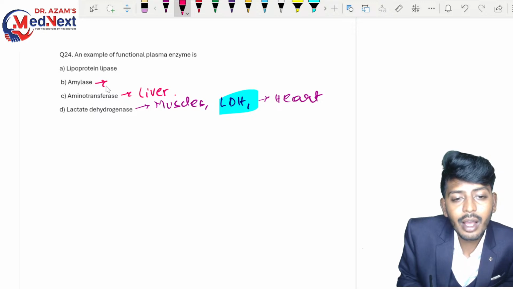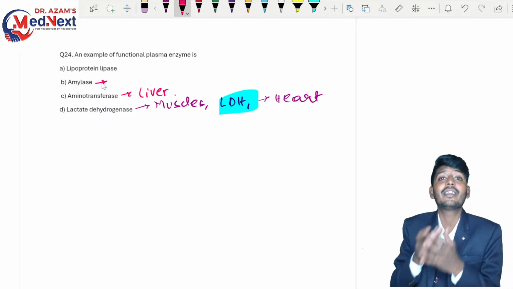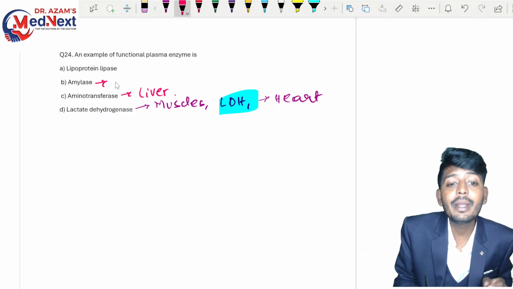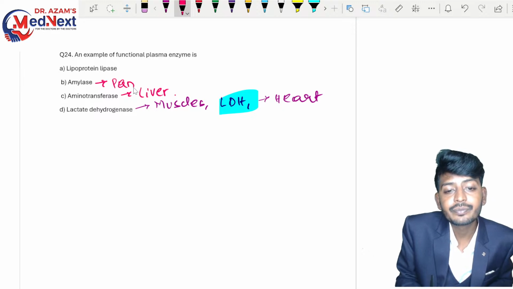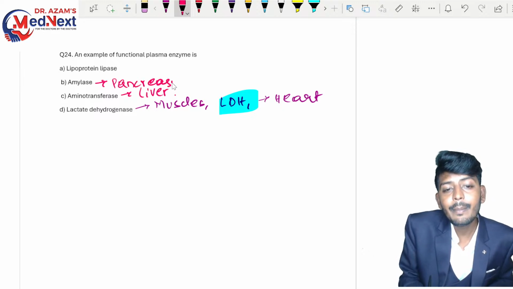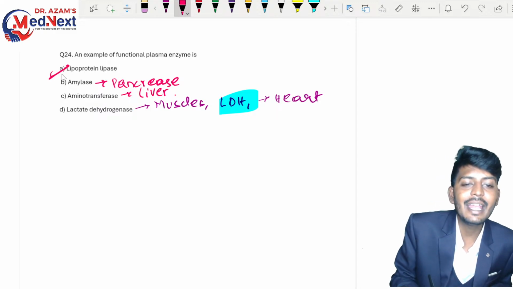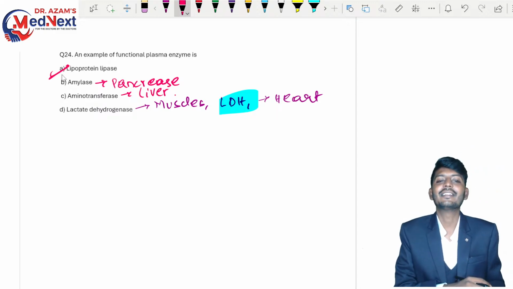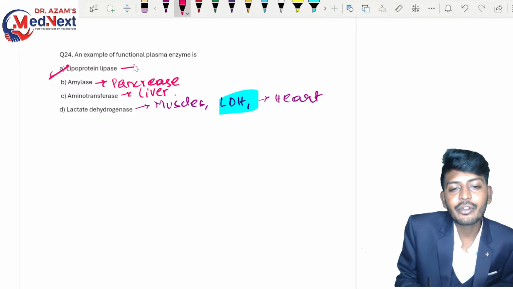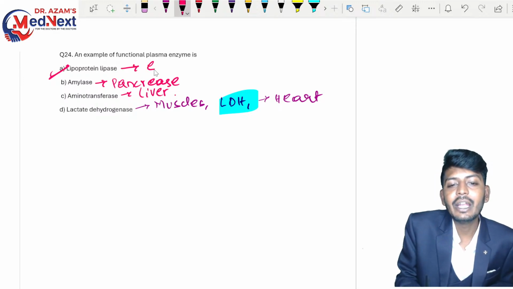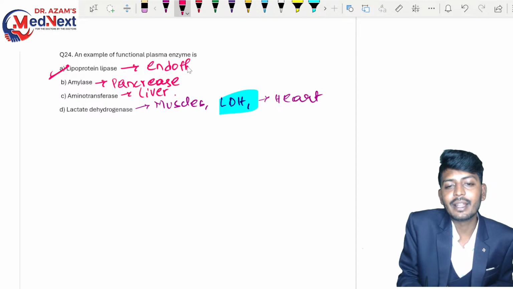Where does amylase come from? Amylase is responsible for the digestion of carbohydrate, which is coming from the pancreas. Okay, so remember, in the plasma, the enzyme which is highly actively present is lipoprotein lipase, actually. It is present in the endothelial cell.